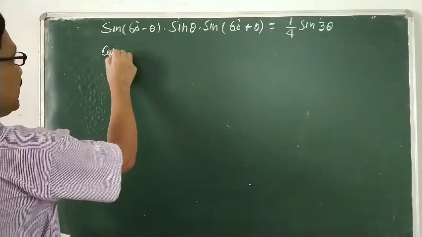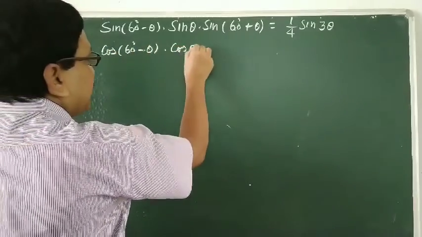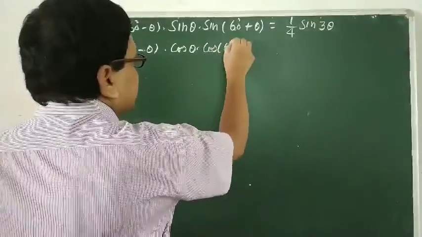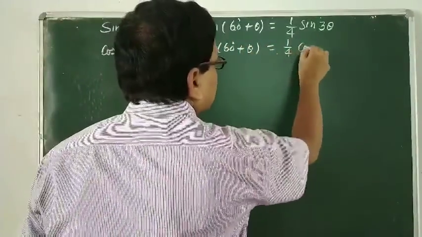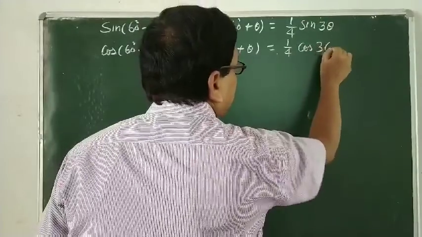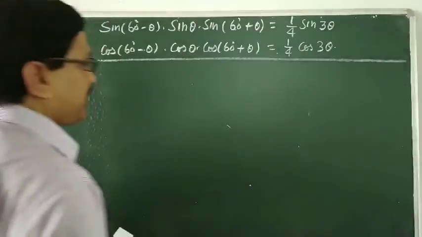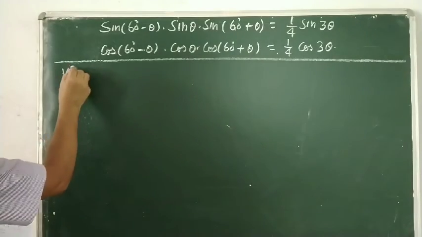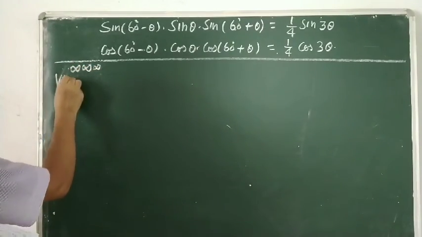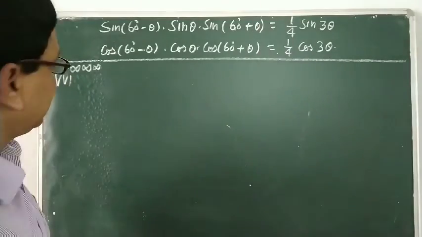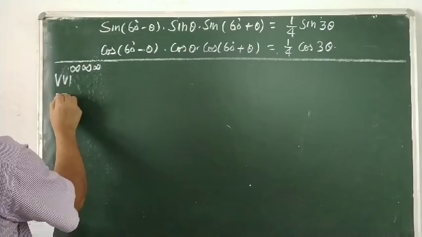Now one more: cos(60 minus theta) into cos theta into cos(60 plus theta) is equal to the same, 1 by 4 cos 3 theta. Now see how these are helpful to do various problems quickly. This question is a very popular question of 11th standard, a 5th number question, that I am going to discuss.